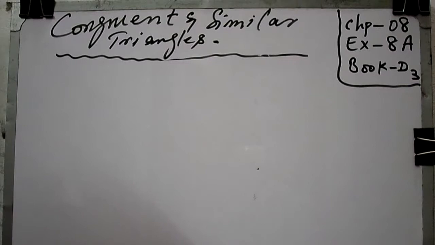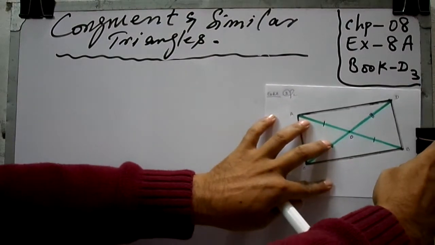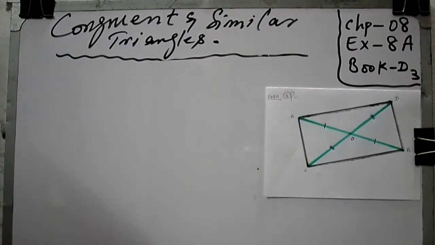Question number 3, you can see the diagram. With the help of this diagram, we can say that in this diagram, AOB and COD are straight lines. AO is equal to BO and CO is equal to DO. Identify a pair of congruent triangles and state the case of congruency.